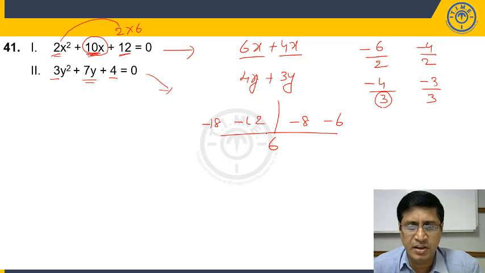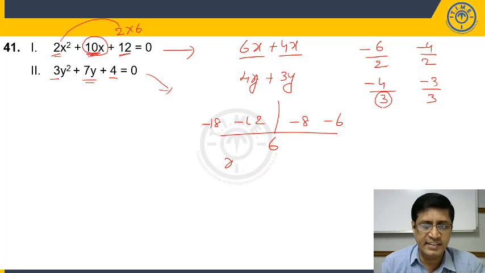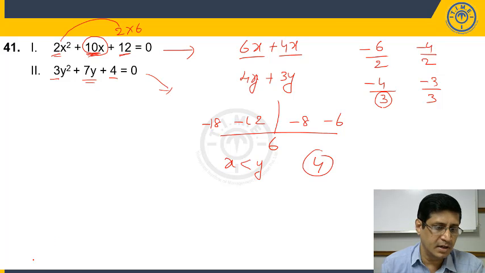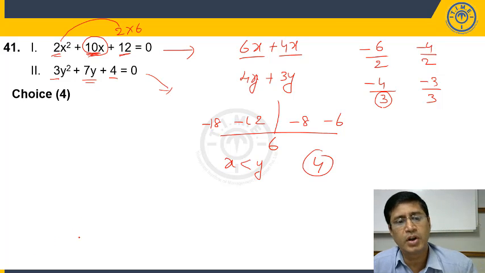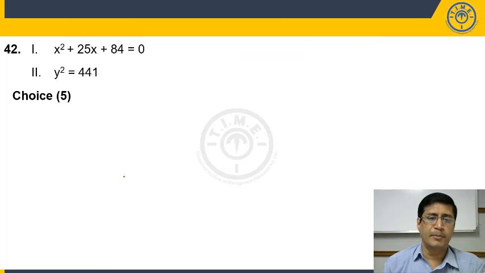If you observe this carefully, what is the comparison here? Both the roots of x, the first quadratic equation, are less than those of y. So the right choice is option number 4. Choice 4 is the right choice. Now look at the next example.